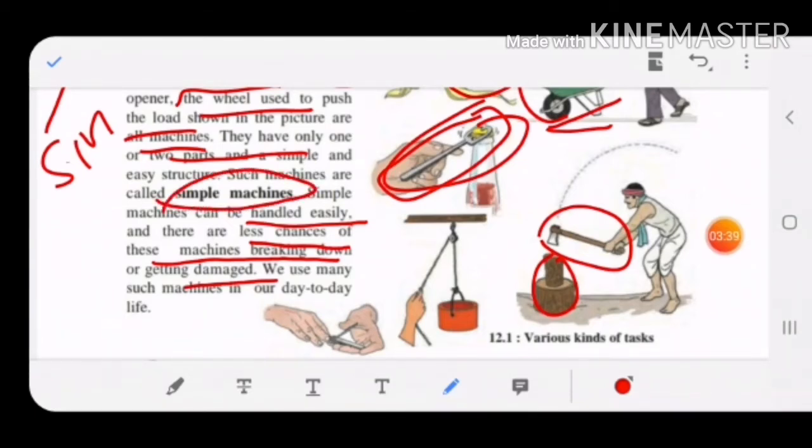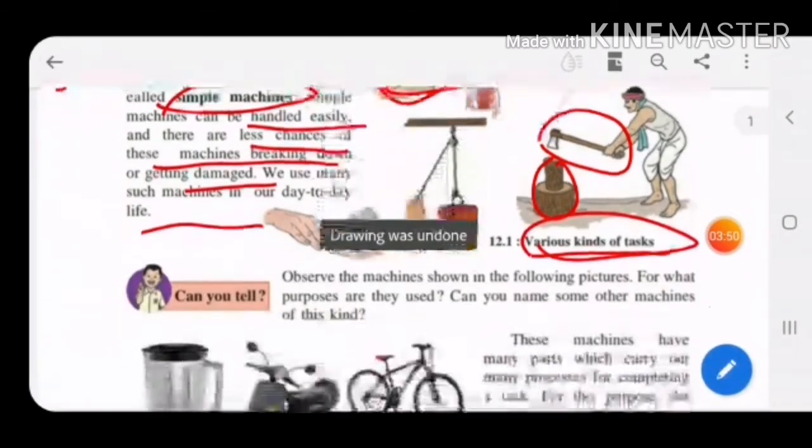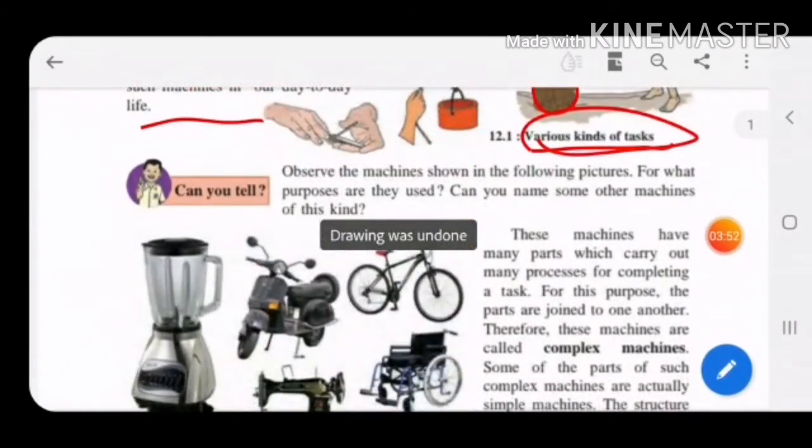We use many such machines in our day-to-day life. So here are some examples of simple machines which make our task, means our work, very easy. So now let's move to the second part of machines.